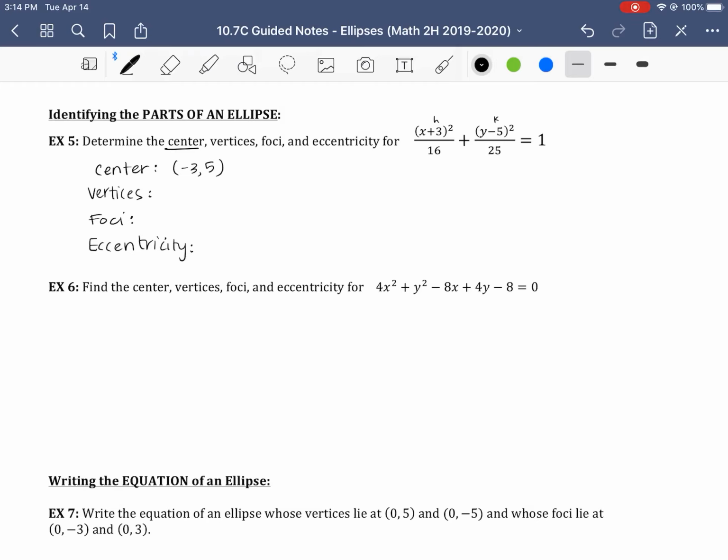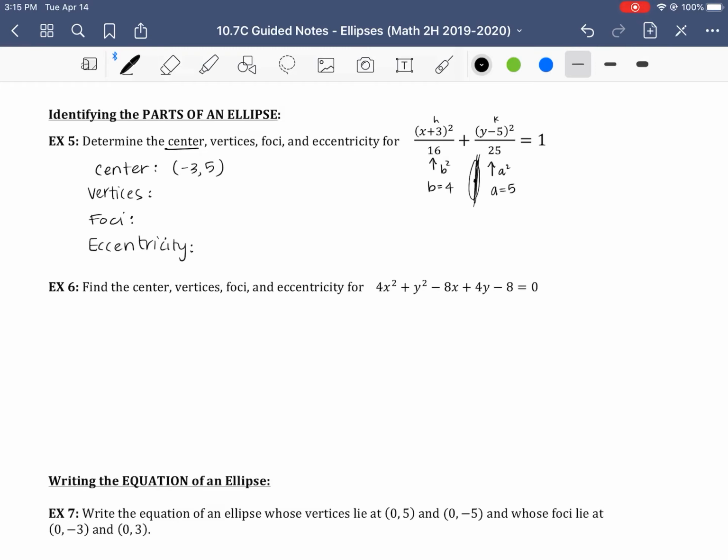So let's talk about the vertices. Remember, looking at the equation, we can tell if this one is elongated horizontally or vertically by looking for the larger value. In this case, the larger value is underneath the y, which means that this one is elongated vertically. This deals with the major axis here, so this one must be a squared. So if a squared is 25, that means that a is equal to 5. And if b squared is 16, then b must be equal to 4.